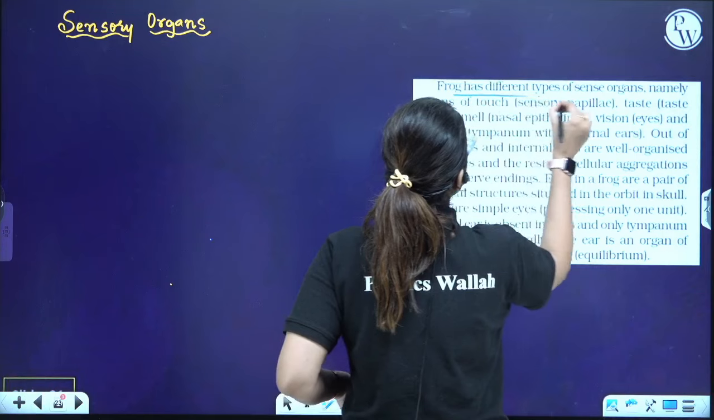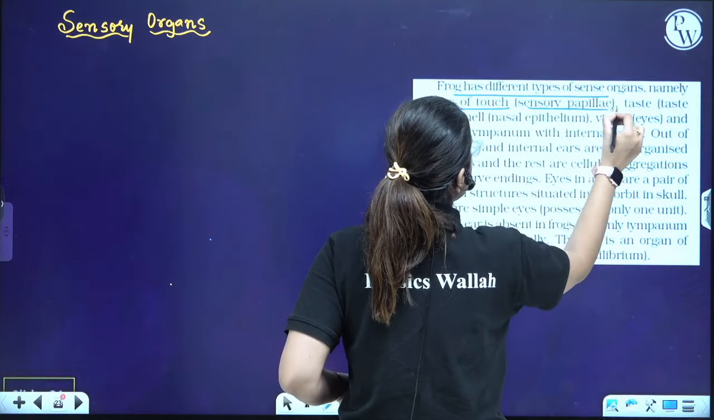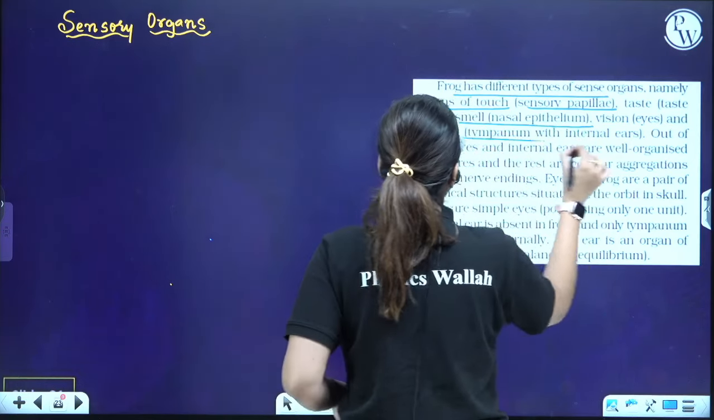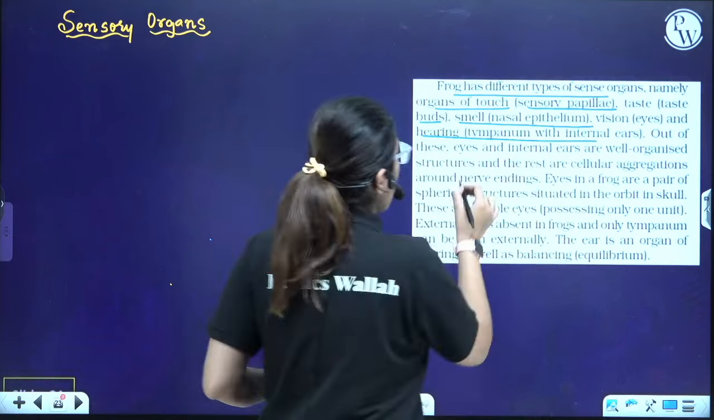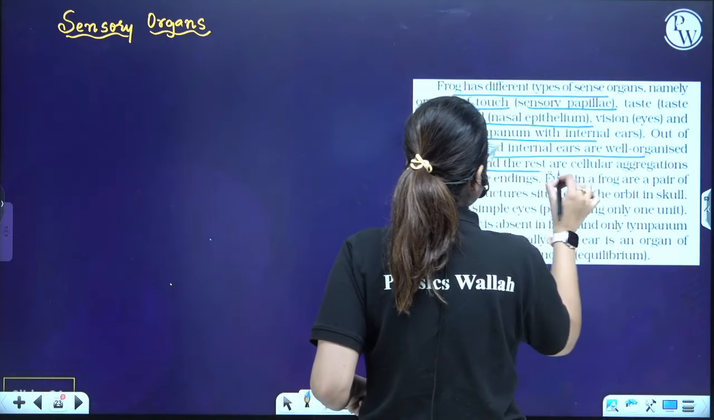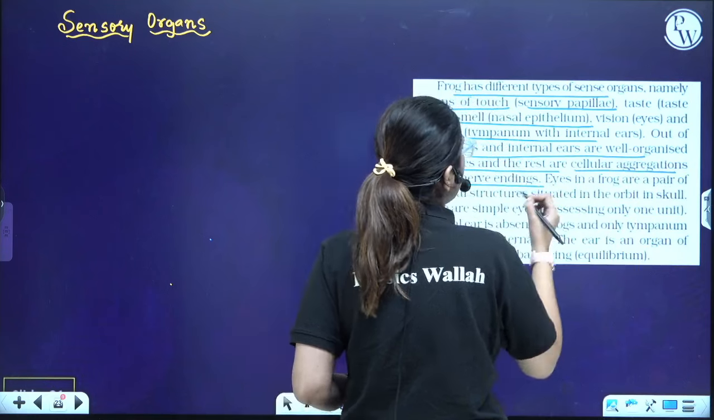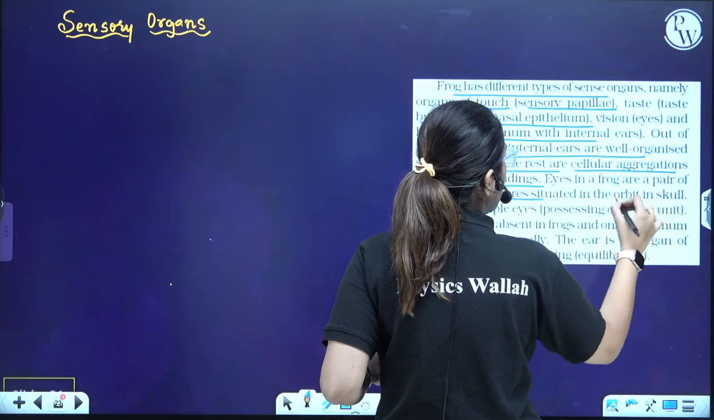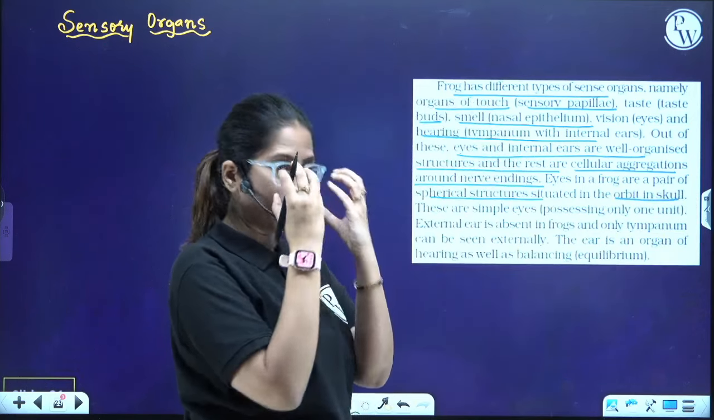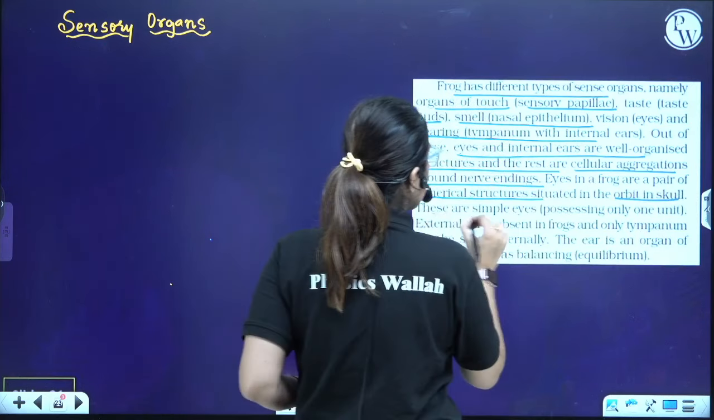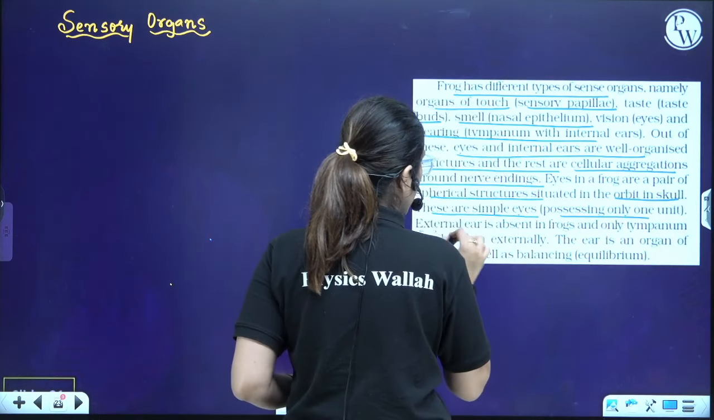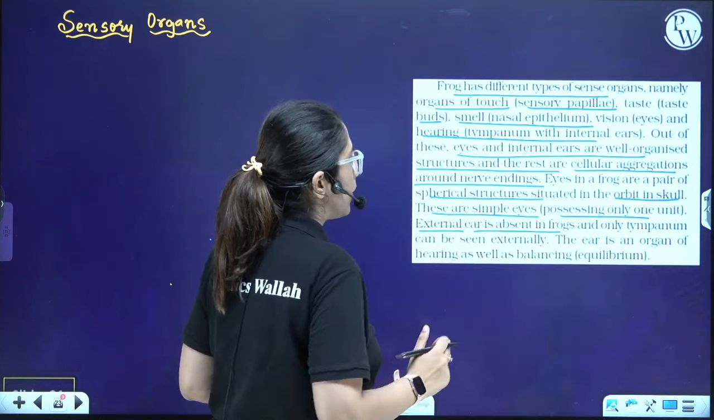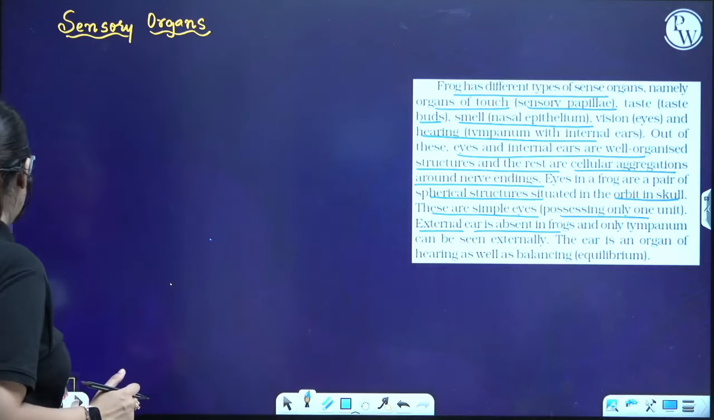Okay. Frog has different types of sense organs: for touch, sensory papillae; taste buds; and smell. Clear? Vision, eyes, and hearing, tympanum is present. Out of these, eyes and internal ears are well developed, organized structures. The rest are all cellular aggregates of nerve endings. Eyes in the frogs, we have discussed, are spherical structures situated in the orbits of the skull. These are simple eyes possessing only one unit. Internal ear is present, external ear is absent. Only the tympanum is seen externally. The ear is an organ of hearing as well as balancing.